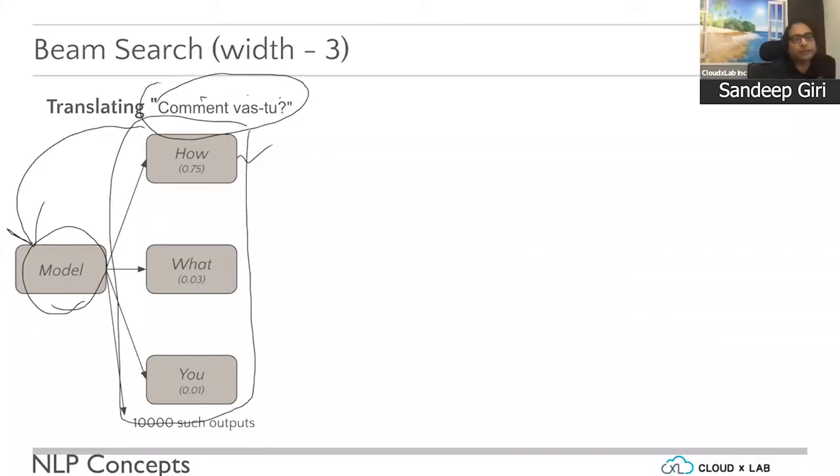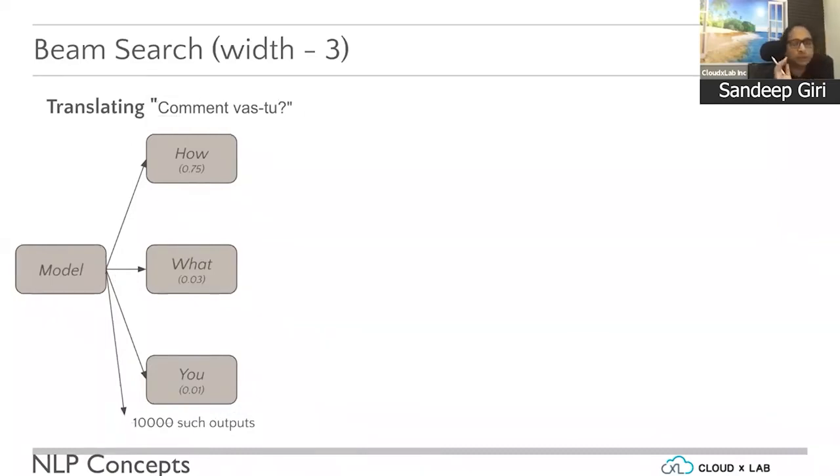Okay, along with the probability of various words. It's saying that the chances of "how" as the output are 75, "what" is 3, and "you" is 1. So we pick the most probable 3 results, right? "How", "what", and "you" are what we have picked.